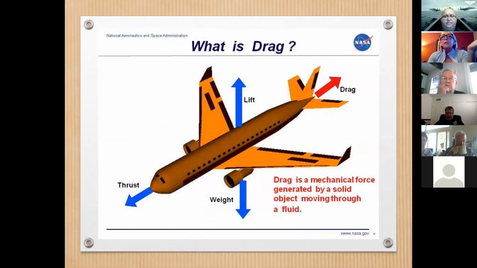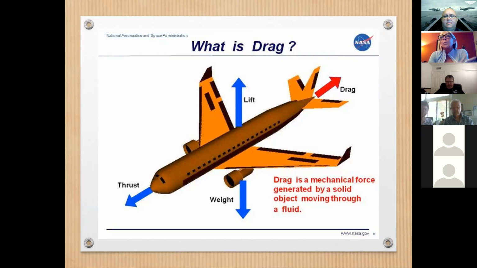And then drag is, once again, the taxes that we pay. It's parasite drag, which is the antennas, the body of the airplane itself, and then there's induced drag. And induced drag, that's because we're creating lift, then we're also creating drag. So that's the most simplistic way of putting it.